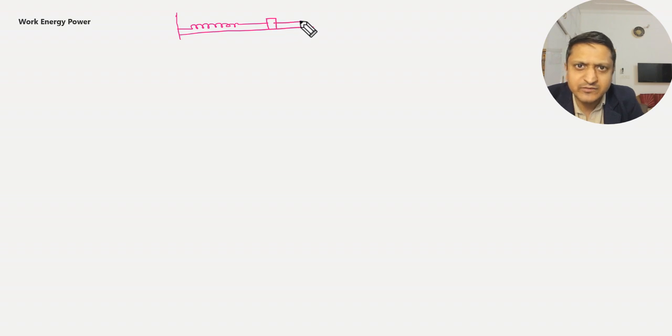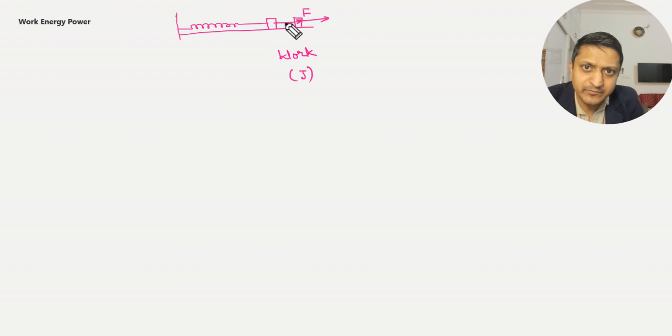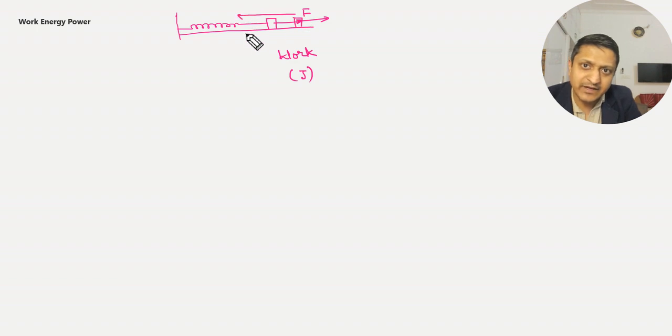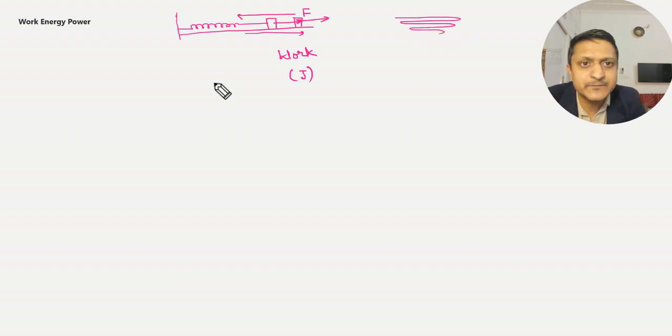and we pull this object towards the right. So it means that we are working on it. So we are doing some work. The SI unit of work is joules. When we do some work, it moves from here, okay, to here. Now if I leave this, it will go back here and then come back here. So it will start oscillating like this.